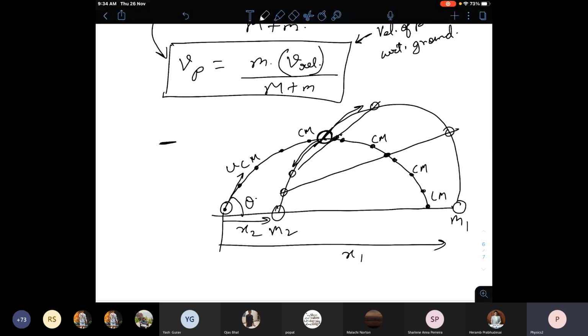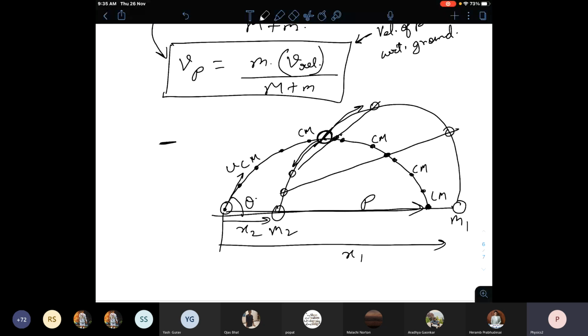So even after the explosion, the center of mass still remained on the original path of the projectile. The center of mass was not deviated anywhere, it moved on the original path of the projectile. Now basically you know the coordinate of center of mass, you know the value of xcm.